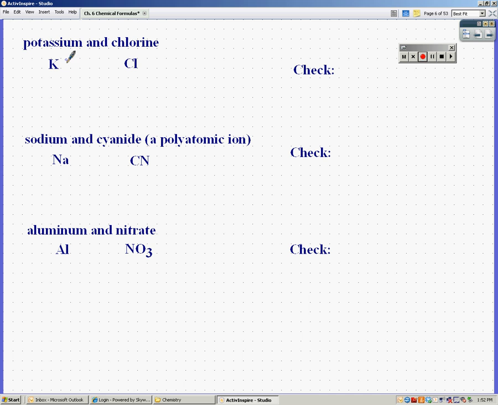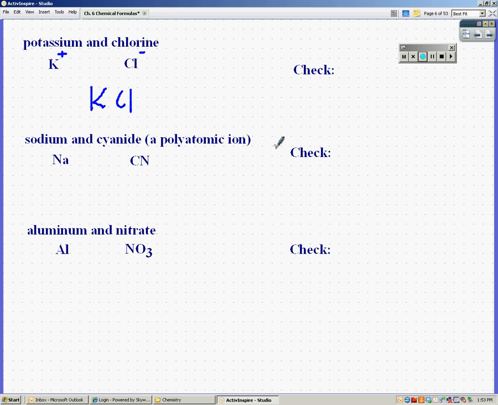Okay, the next one, potassium and chlorine. First, you have to write their charges. Potassium's in group 1, so it's a +1. Chlorine is in group 7A, or group 17, and it's a -1. Crisscross, 1 to 1, it's just KCl. Now remember, you always put the metals first. We would never write this formula as ClK, because metals go first.